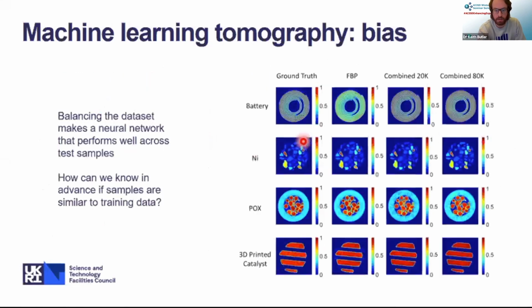Now, if you take the same convolutional network and train it with a balanced data set, it actually works really nicely across all of the different scenarios. So this is great. You can actually build transferable CNNs for doing this. But the problem then becomes, how do I know in advance if the example that I want to do this super resolution or this reconstruction with actually belongs to the same region of data as the data set that I've trained it on?